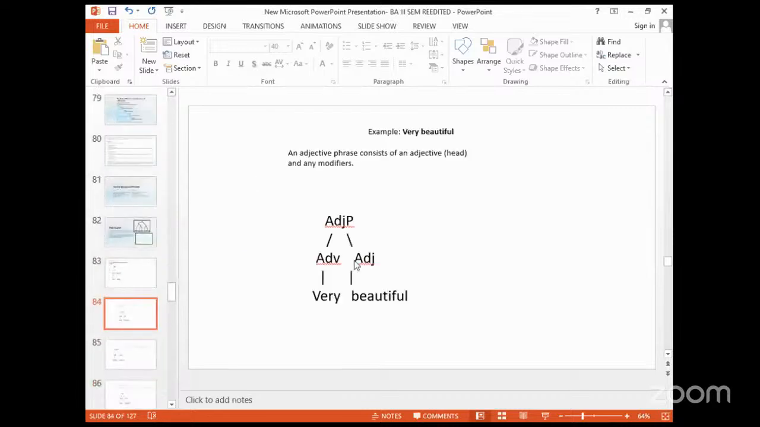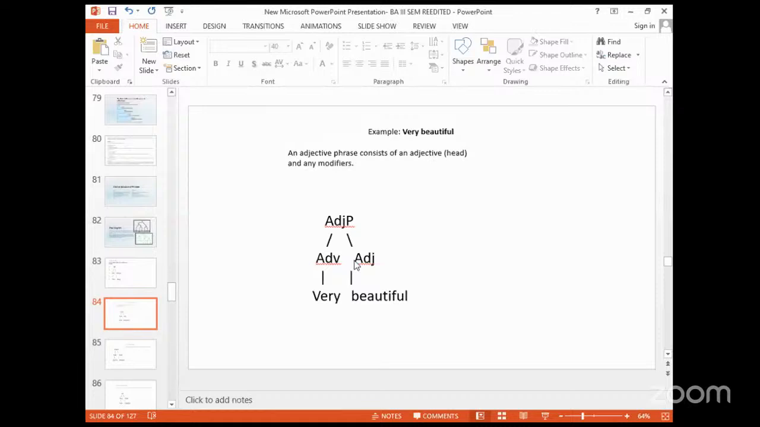Now let us quickly look at the structure. The tree diagram. Please remember, we are looking into the tree diagram of a phrase. Before the slide, we were looking into the entire sentence actually. Sentence with two to three phrases in it. But now, just the phrase and its structure as a tree diagram we are looking into.